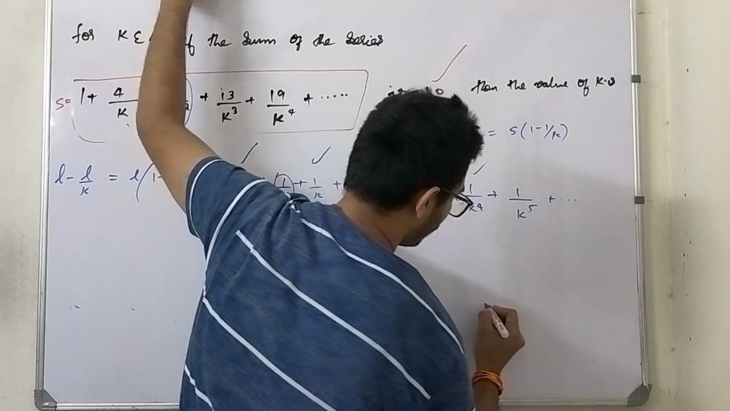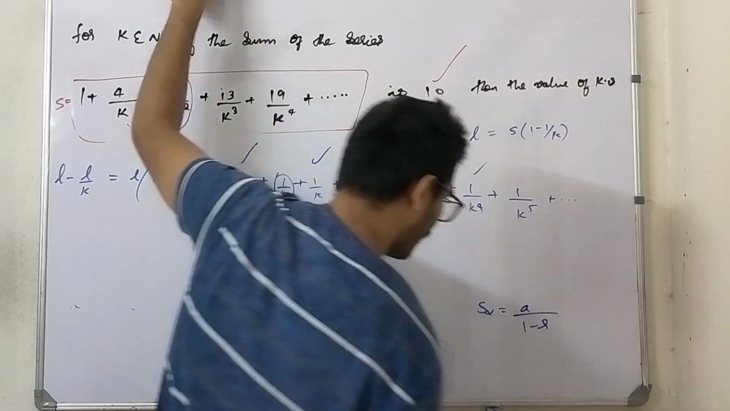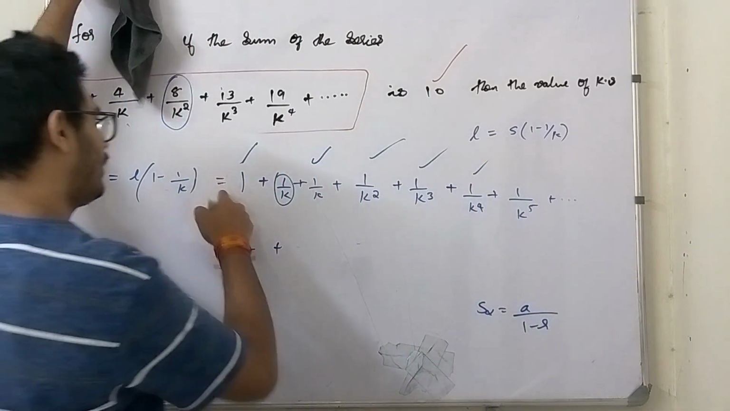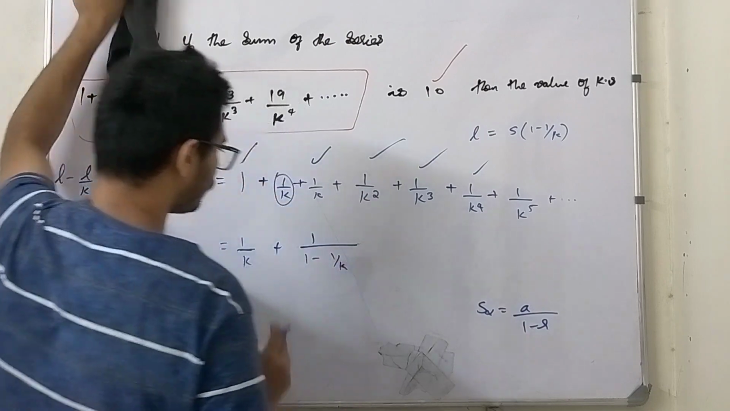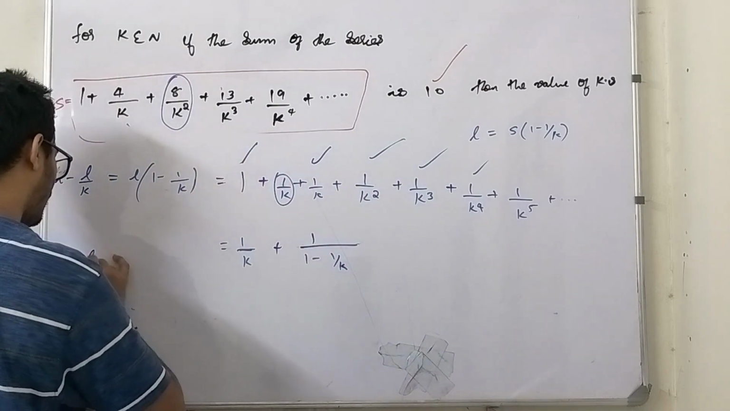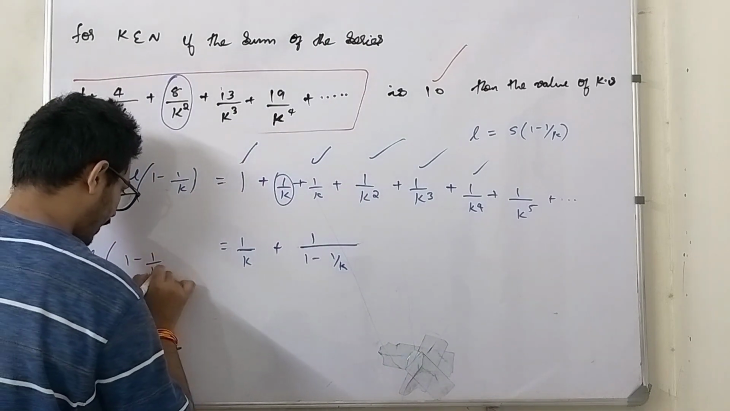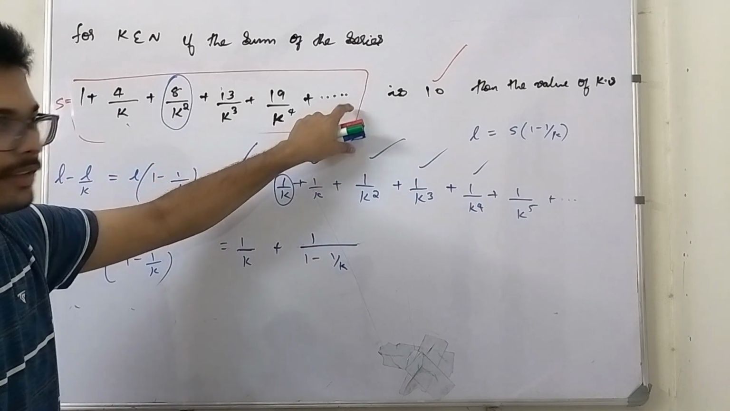Now, what is the sum of infinite terms of a converging series? A divided by 1 minus r. The value of a is 1 and the common ratio is 1 minus 1 by k. Now, we have the value of L. L into 1 minus 1 by k. We need to find the value of S, right? Our original series is S.